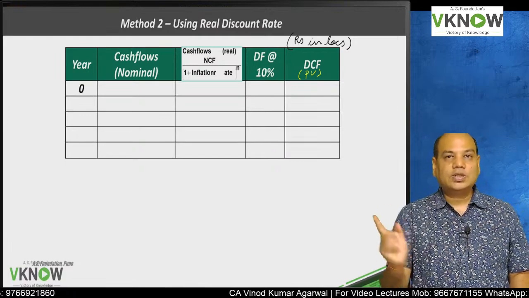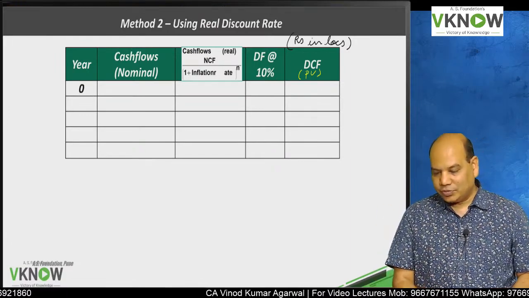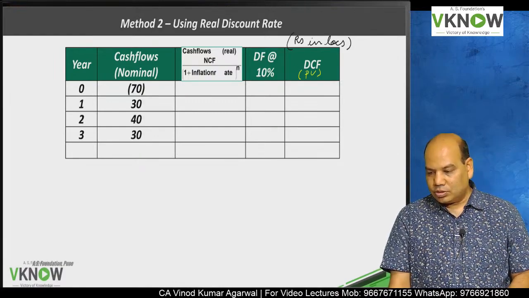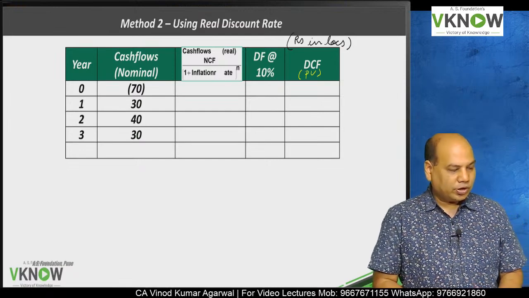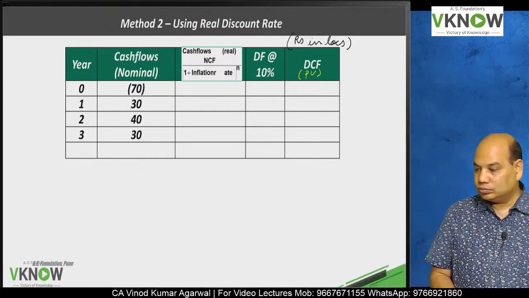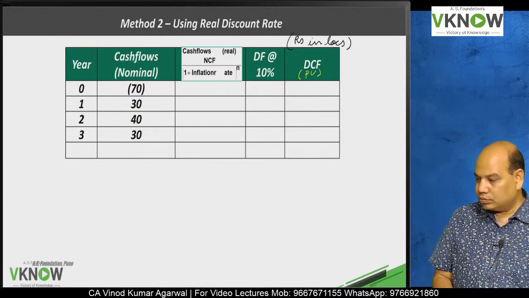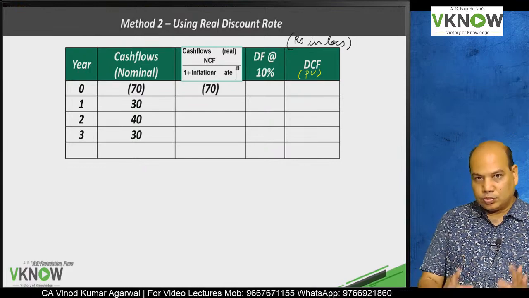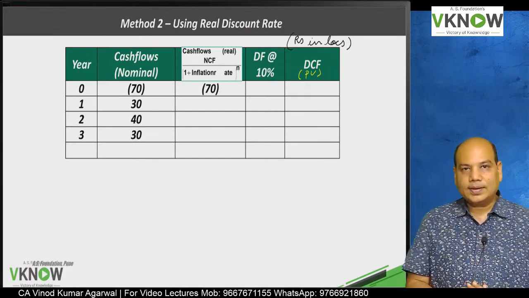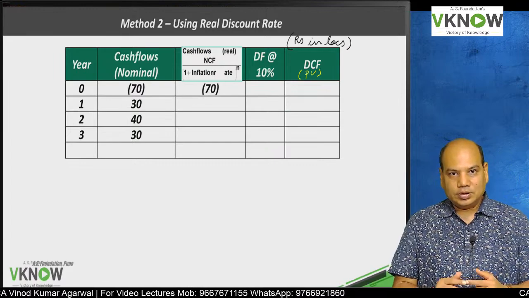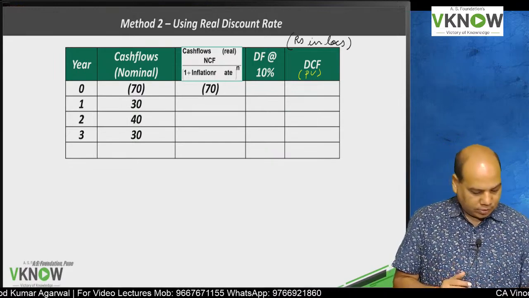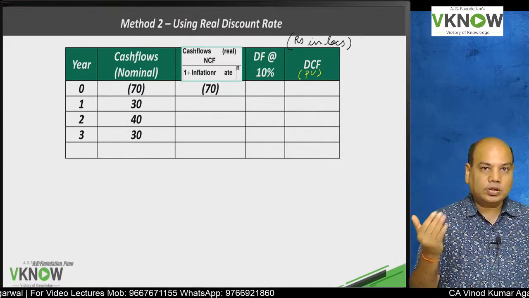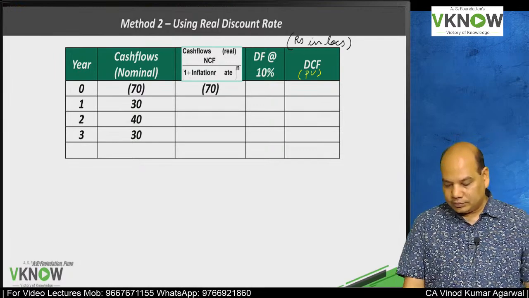So let us solve this amazing question one more time. Year 0, first you copy from the question book these nominal cash flows given. Now nominal cash flow will be converted into real cash flow. Year 0 will be same. What about the next one? 30 divided by, how much was inflation? 5%. 30 divided by 1.05.